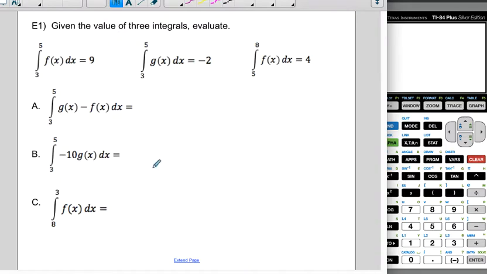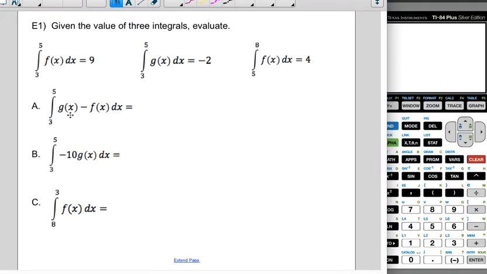All right, so let's go ahead and walk through evaluating some integrals given 3 other integrals. So I tell you that the integral from 3 to 5 of f of x dx is 9, the integral from 3 to 5 of g of x dx is -2, and the integral from 5 to 8 of f of x dx is 4. So let's find some things.